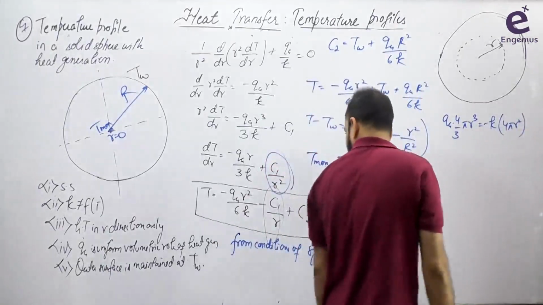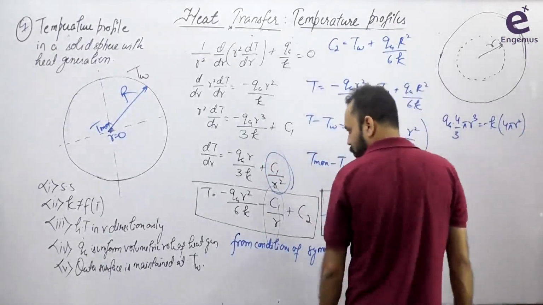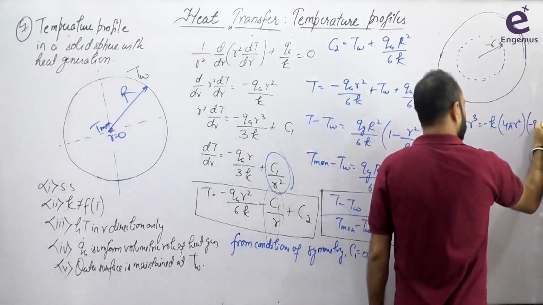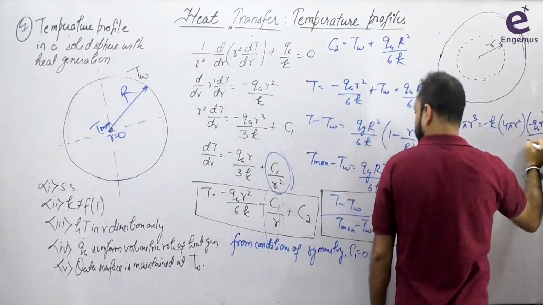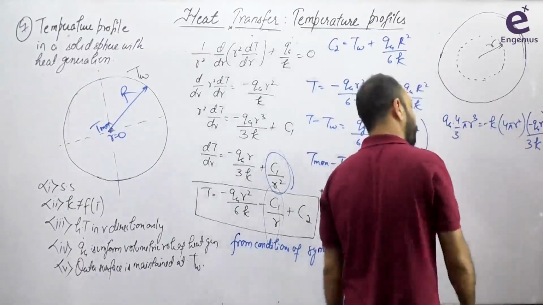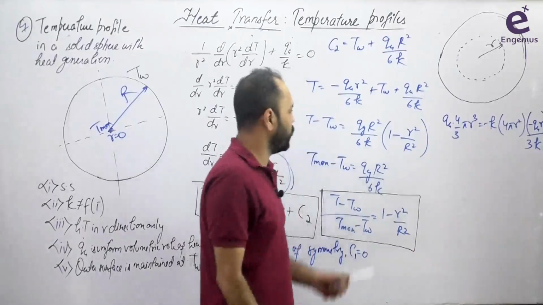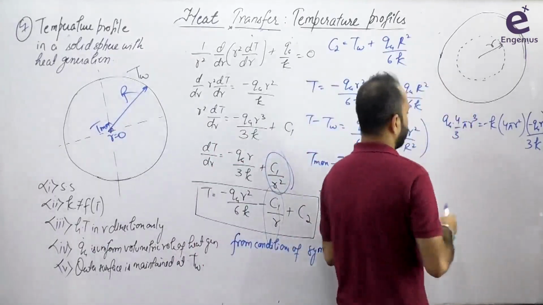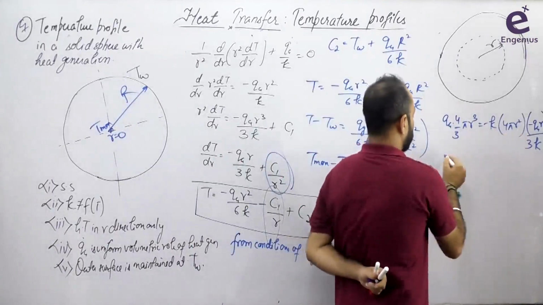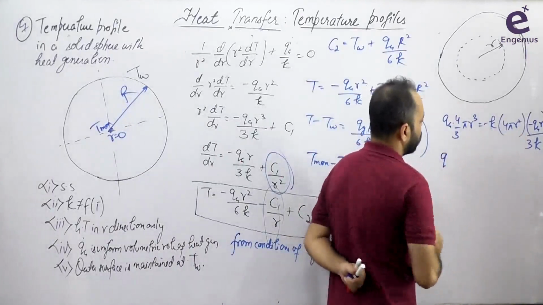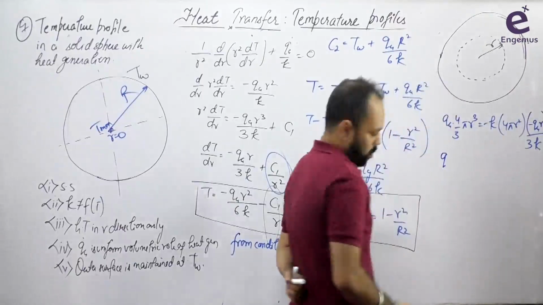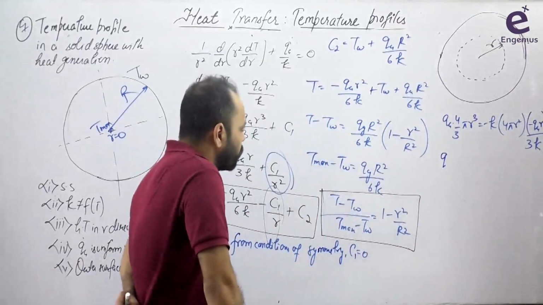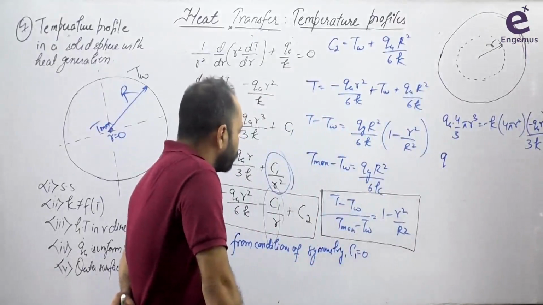Fine. What is dt by dr? dt by dr is this, minus qg r by 3k. So minus qg into r by 3k. ठीक है क्या ये? So that is the value of minus k dt by dr. Let's see what we are getting. 4 pi cancels, 3 cancel, and even r square and this cancel. I have the r cube is also minus ka dt by dr, which is 3k.